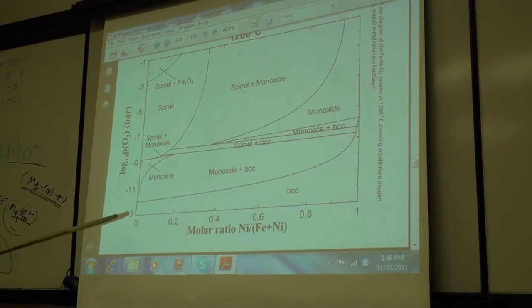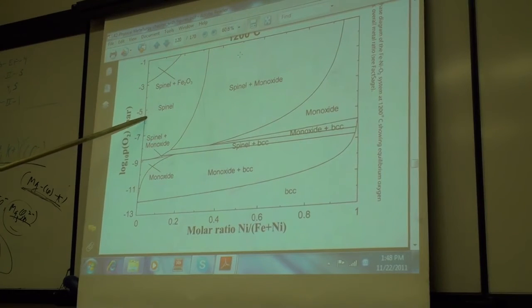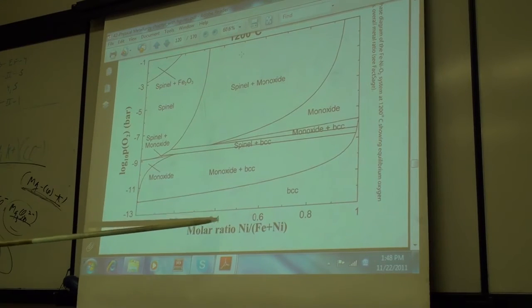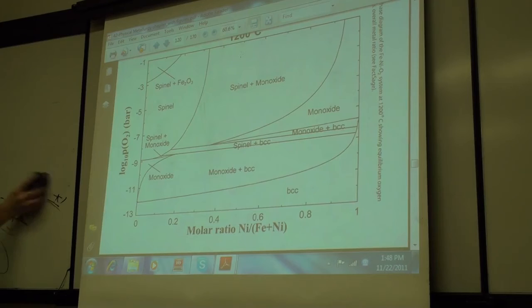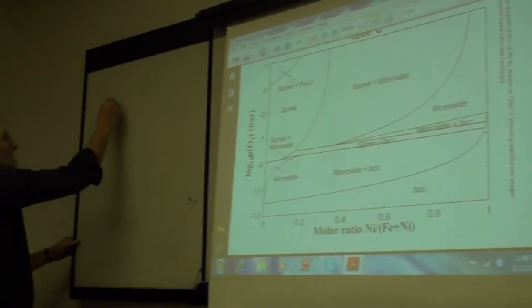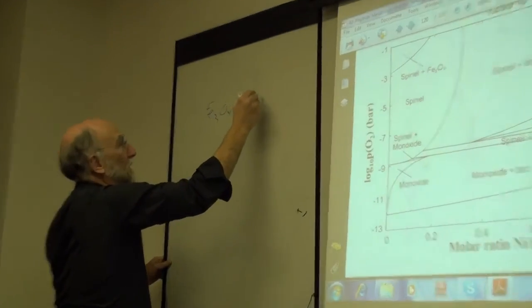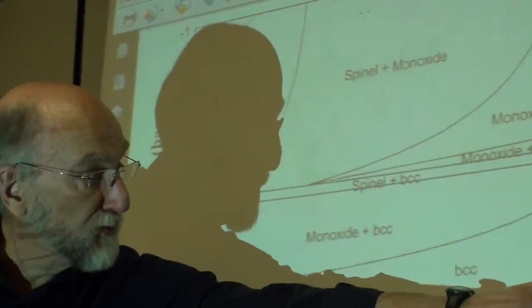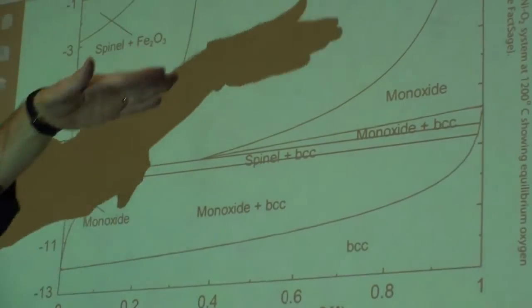Okay, this is your iron on this side, nickel on that side, and this is log PO2 at a constant temperature. And over here, you see you have the spinel solid solution. The spinel solution goes from Fe3O4 over to NiFe2O4. So this ends at 1/3, which is NiFe2O4. Okay, so you've got a solid solution here. Now your spinel solid solution extends 1/3 of the way over. This would be Ni3O4 over on that side, but you don't get all the way there. Why?